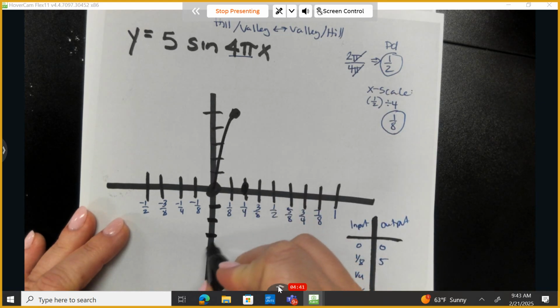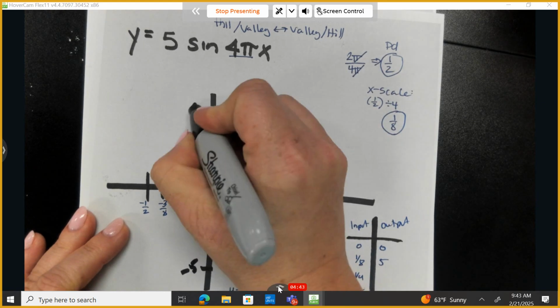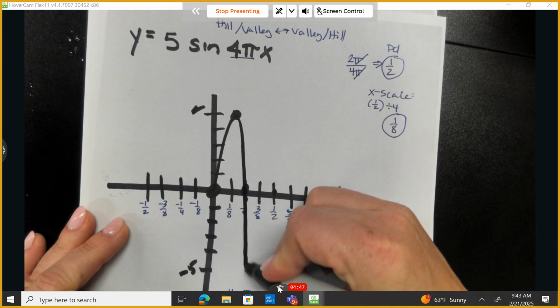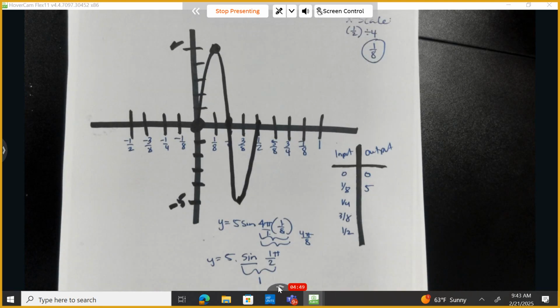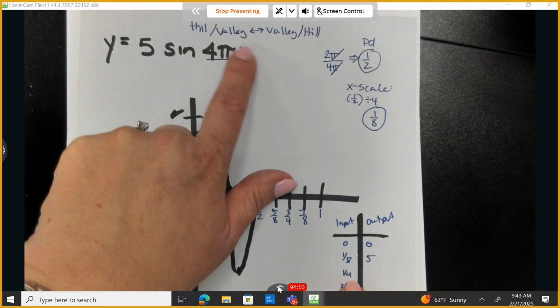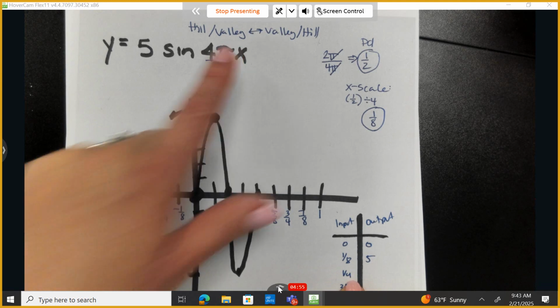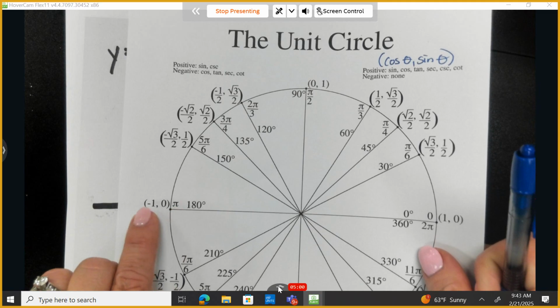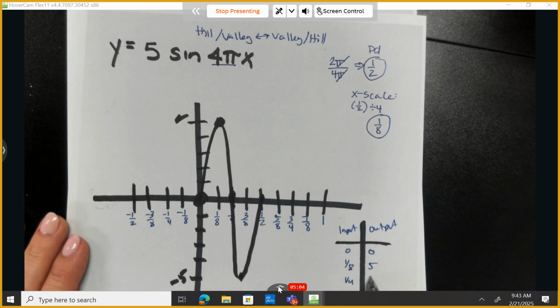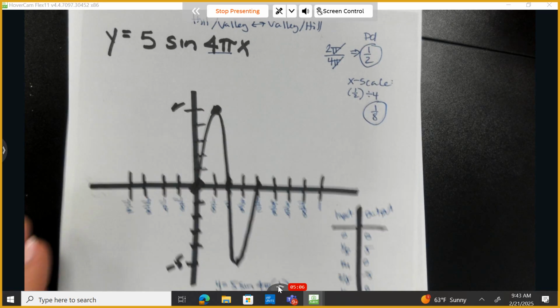1, 2, 3, 4, 5. And I go down to 5 and back. And if you're like, Miss Bradley, I'm just not sure I'm going to remember that, guess what? Then you don't have to be lazy. You could plug in 1/4, and then you're going to simplify. You're going to end up with 1 pi. Then you go to your pi, you evaluate the sine, it is 0. 0 times 5 is 0. And you'd see that for each one of these if you went through.